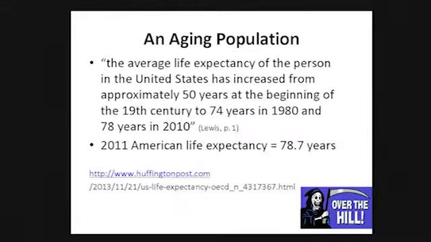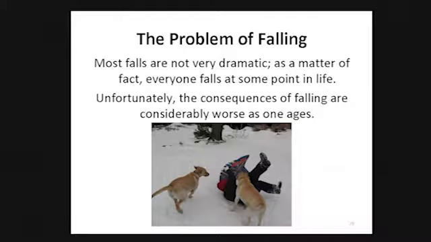Let's look at some of the aspects of aging. Our population, okay? Average life expectancy, what is it today? Well, you generally don't get research statistics that are right up to date, so what do we have here? Average increase from 50 years at the beginning of the 19th century to 74 years in 1980, and in 2010, people typically live to be 78 years old. They say 2011, the American average life expectancy, 78.7 years, so it's growing. How long are you going to last?